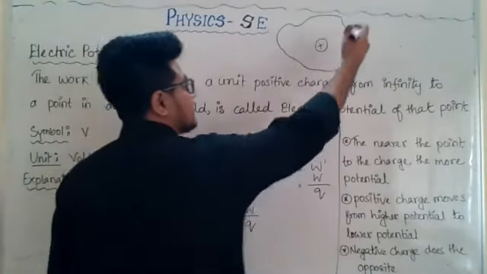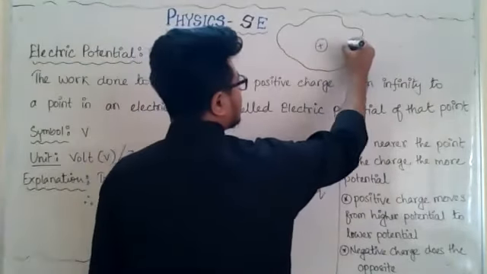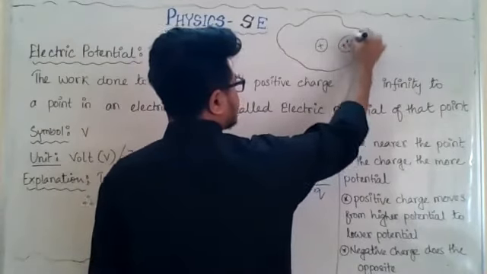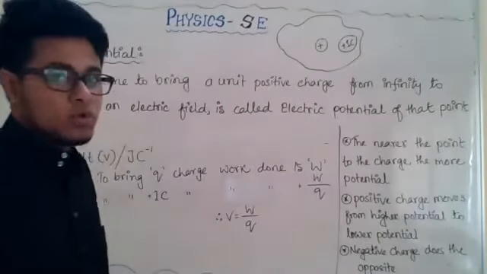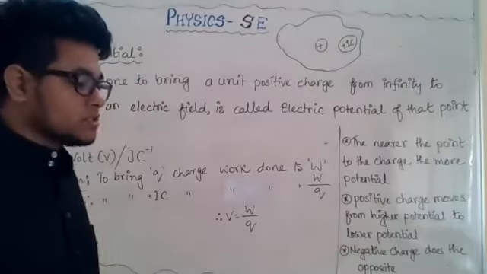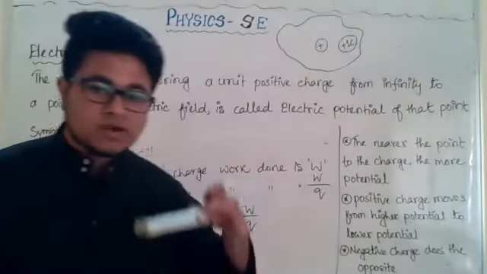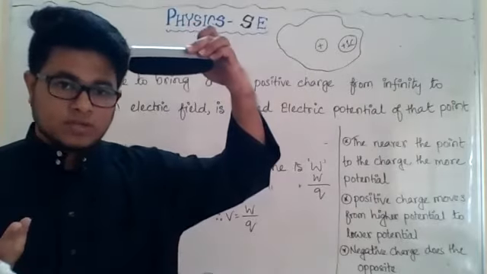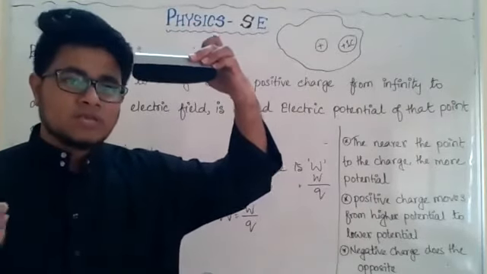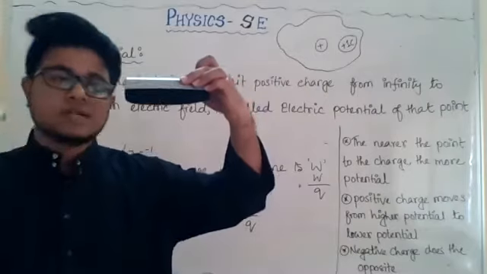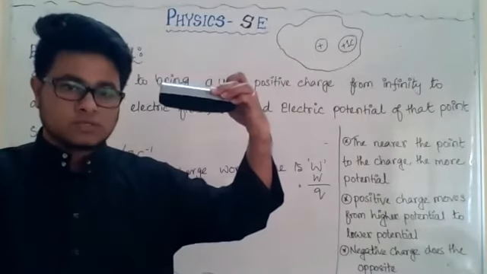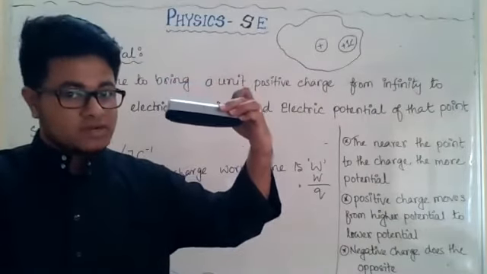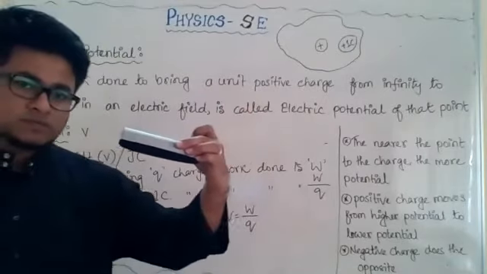So from infinity, if we are bringing a unit positive charge and placing it here, I have to do some work, right? You know this already. I have a body on the ground. If I lift it to a certain height, I have done some work. So the work done by me is equal to the potential energy stored in the body. You already know this, right? So the same concept of potential energy we are using here.